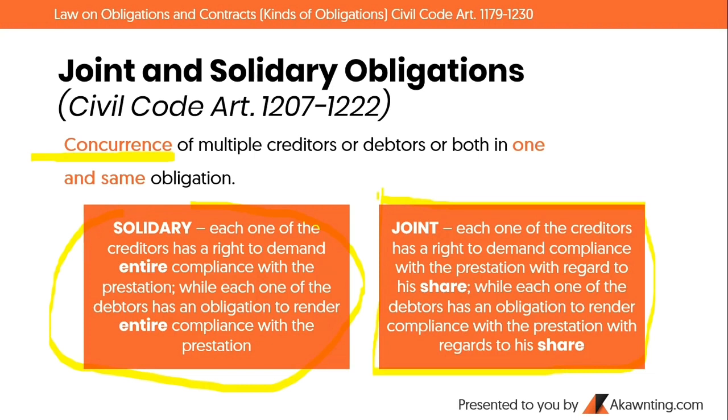So, for example, wag yung 1 million kasi mahirap i-divide sa tatlo. So, for example, ang utang ay 900,000. Meron tayong tatlong creditors. Assuming they are joint creditors, okay? Creditors A, B, and C are joint creditors with regards to a 900,000 peso debt. Each one of them has only the right to demand their share.